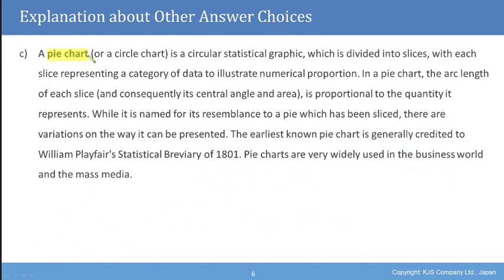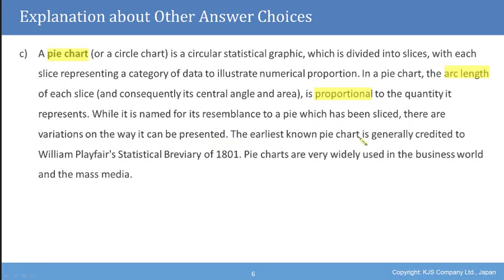C. A pie chart or a circle chart is a circular statistical graphic which is divided into slices, with each slice representing a category of data to illustrate numerical proportion. In a pie chart, the arc length of each slice, and consequently its central angle and area, is proportional to the quantity it represents. While it is named for its resemblance to a pie which has been sliced, there are variations on the way it can be presented.